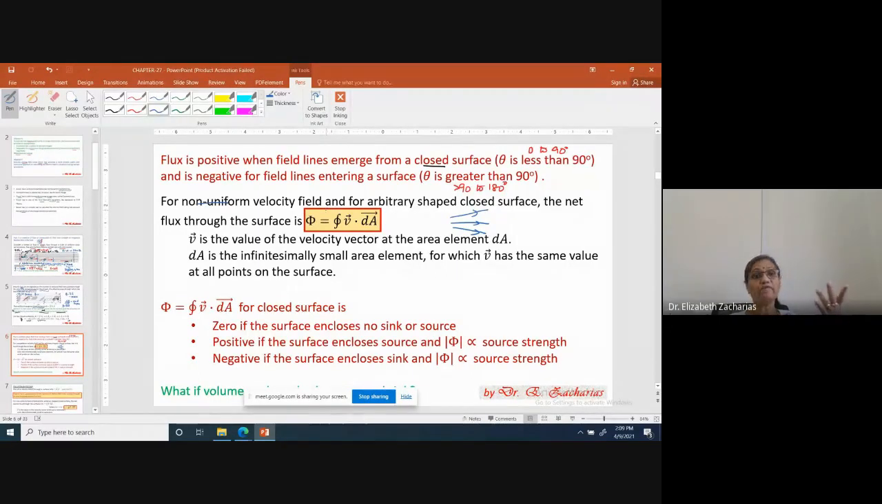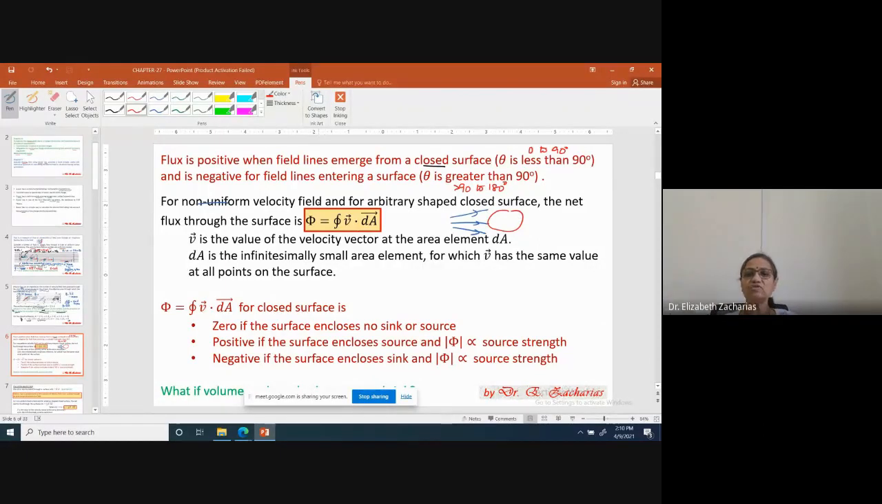And you may also have a situation where the closed surface that you are talking about is not a beautiful cuboid or a cube. It may be some randomly shaped three-dimensional structure through which it can flow. Under such circumstances, you cannot take an entire surface and say this is my area, everywhere velocity is the same, so V dot A. No, you cannot do that.